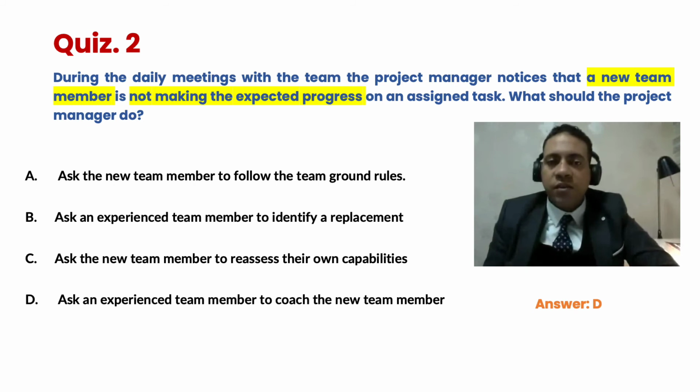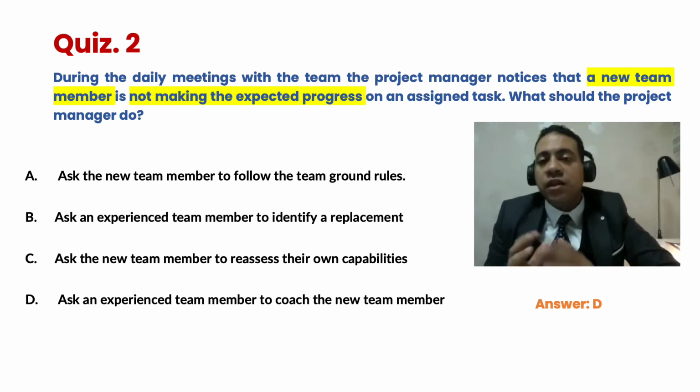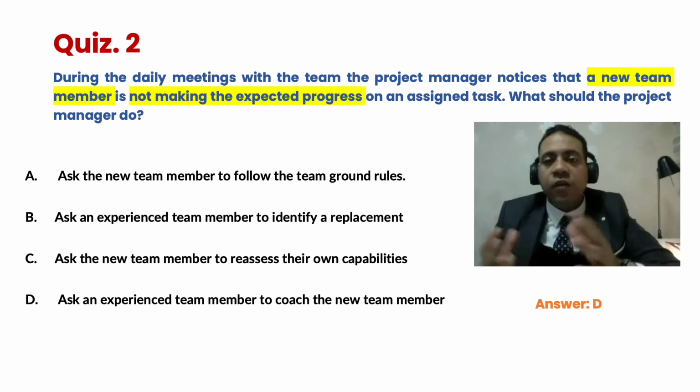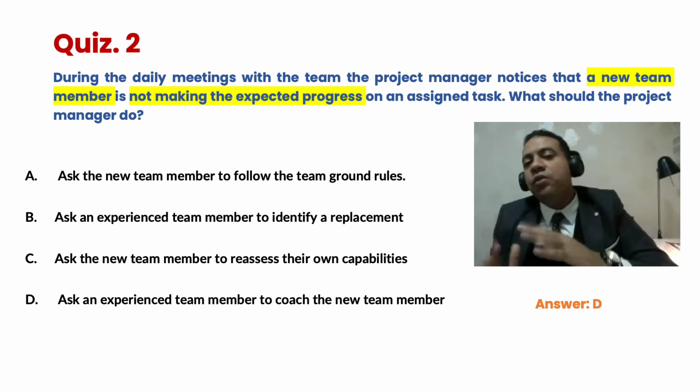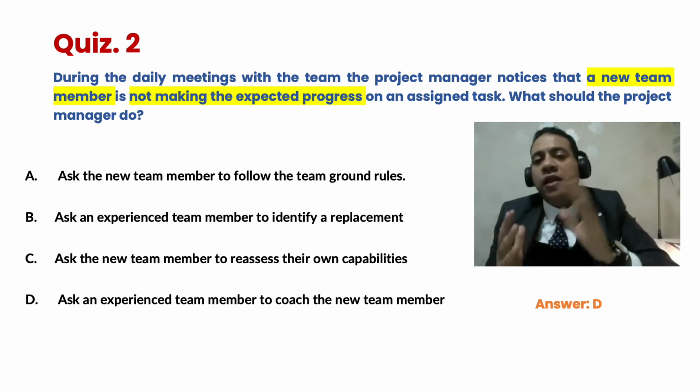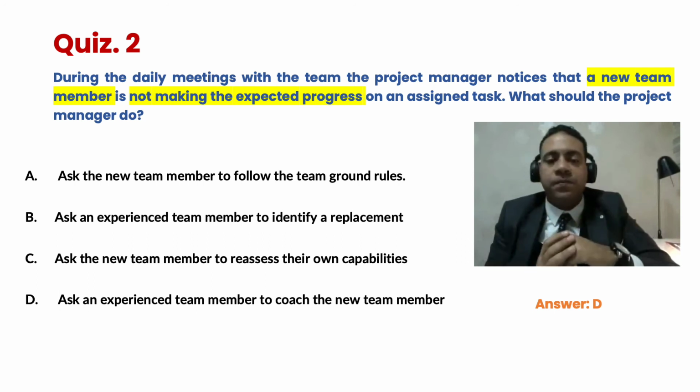So why is answer A wrong? Answer A says to ask the new team member to follow the team ground rules. The team ground rules are actually concerned with decision making within the team, communication, and what we are going to do when we have conflict within the team. So referring to the team ground rules doesn't help solve the problem.